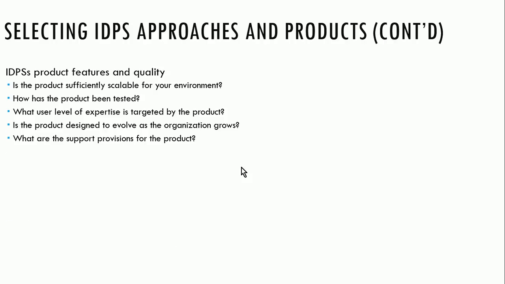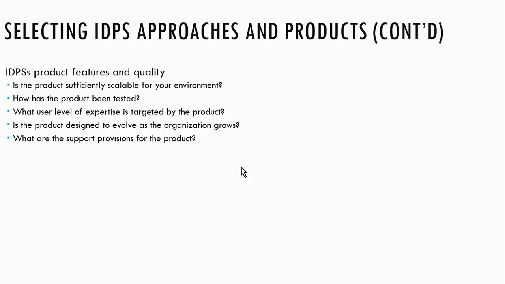So features and quality. Is the product sufficiently scalable for your environment? Can it handle the traffic load, especially if it's a network-based IDS? If you've got a really big network, an enterprise network with multiple locations, multinational, whatever, or you have a tremendous amount of data, those are things certainly to take into account of how you're going to implement this IDS. How has the product been tested, either by the vendor or if it's open source? The level of expertise that's targeted by the product. So how much expertise do you have to manage that product? Can it evolve as the organization grows or as the threats change and things like that?